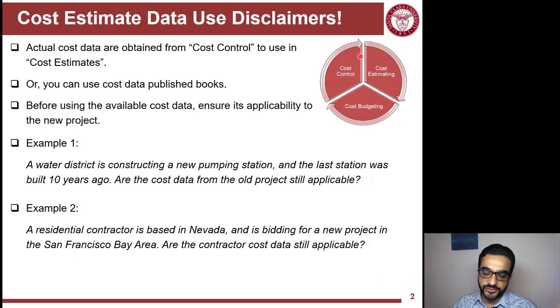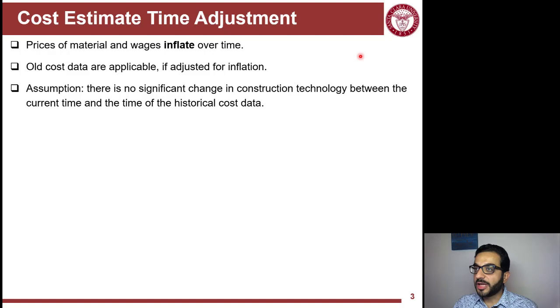they managed to get a project in San Francisco. Can they use their cost data in Nevada to plan an estimate for their San Francisco project? Living in the Bay Area, I highly don't recommend that. But how to make adjustments for such cases?